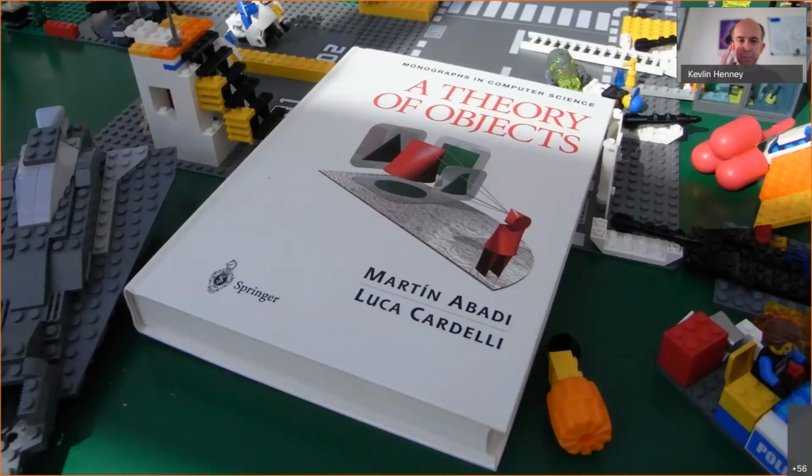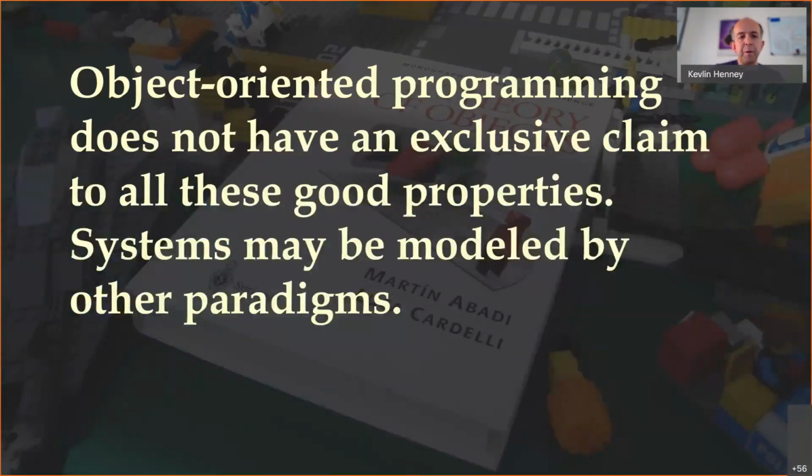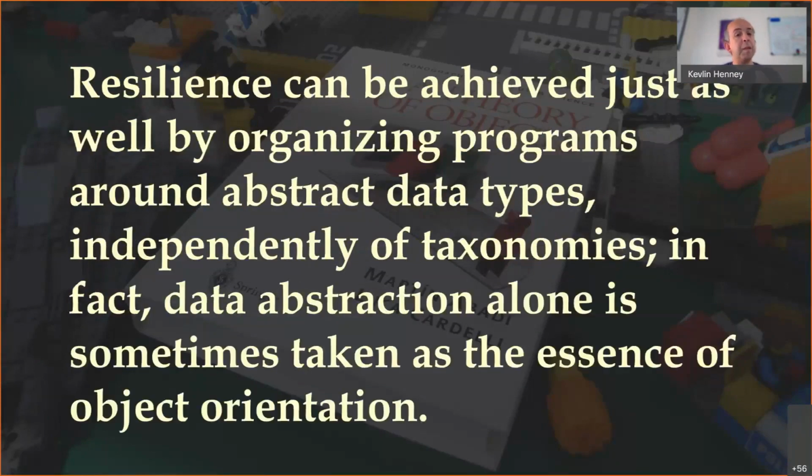Not for me. There are people out there who have far better appreciation of reading formalisms. But the first section is gold. Absolutely really good clarifications. This book was published in 95. And the point that Abadi and Cardelli make, they say, object-oriented programming does not have an exclusive claim to all these good properties, those properties of data abstraction and so on. Systems may be modeled by other paradigms. The resilience that we've just been describing can be achieved just as well by organizing programs around abstract data types.